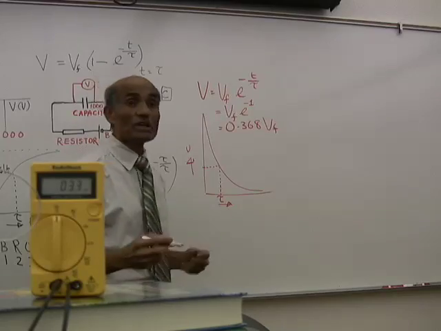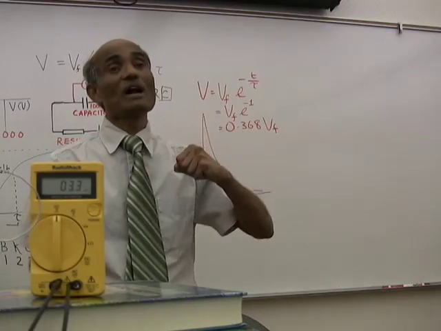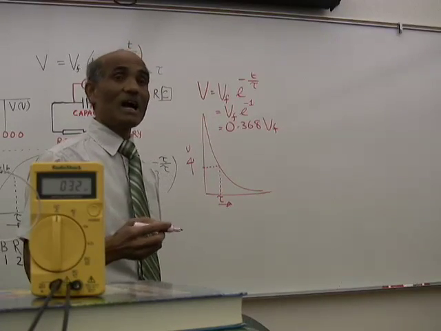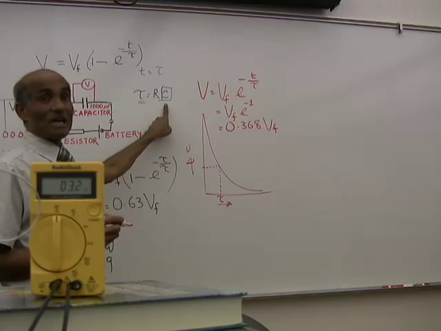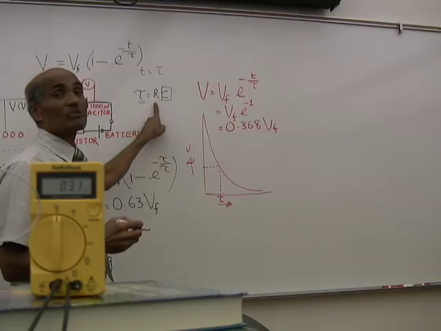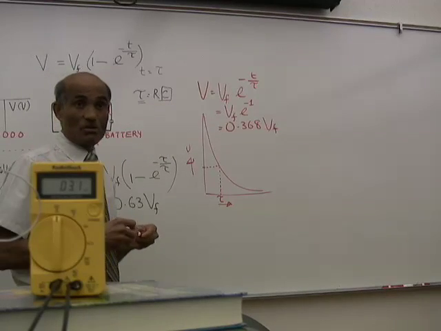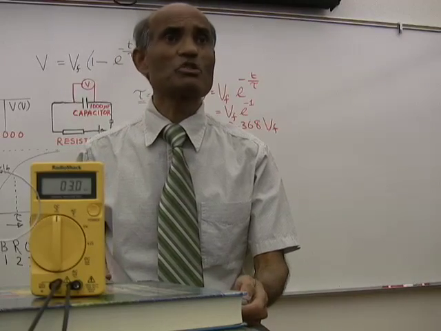Now, you get two values of tau, one while charging and the other while discharging. Take the average of the two and use that to obtain the value of the capacitor. So you know the value of the resistor, you can then obtain the value of the capacitor. Alright, I hope that lab is clear. Any questions, let me know.